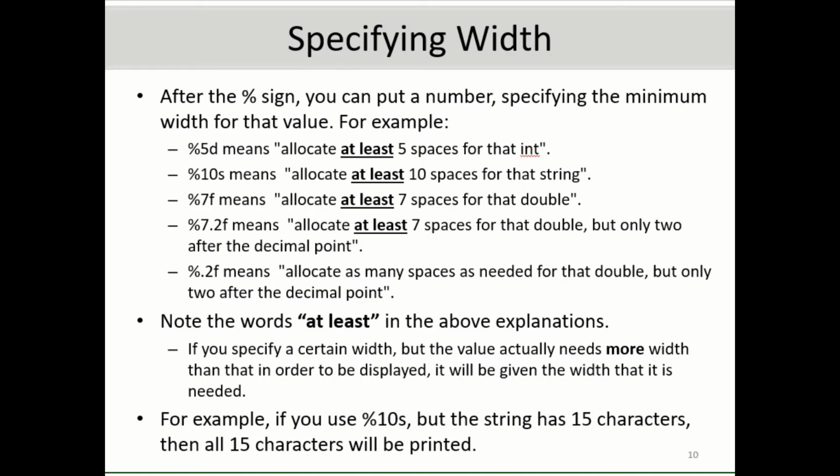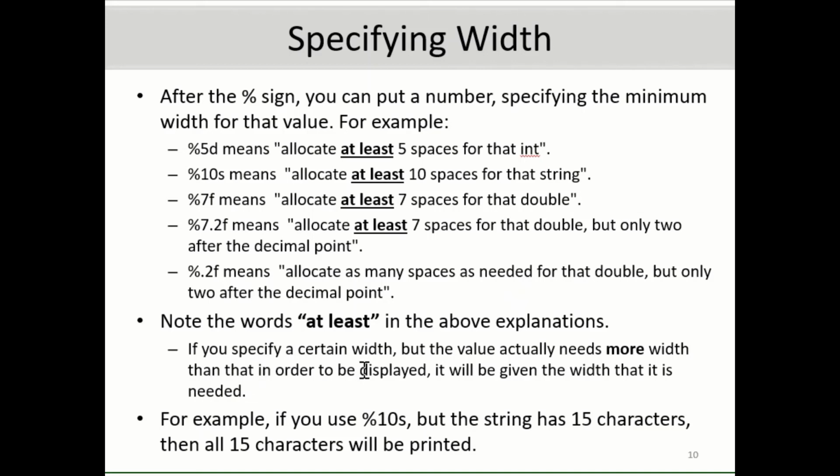Specifying the width. After the % sign, you can put a number specifying the minimum width for that value. For example, %5d means allocate at least 5 spaces for that int. %10s means allocate at least 10 spaces for that string. %7f means allocate at least 7 spaces for that double. And then %7.2f means allocate at least 7 spaces for the double, but only 2 after the decimal point. So %.2f means allocate as many spaces as needed for that double, but only 2 after the decimal point.